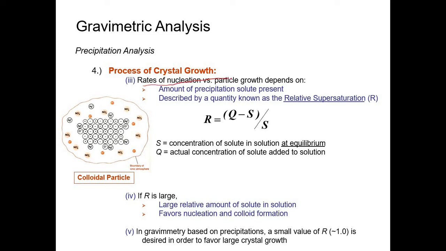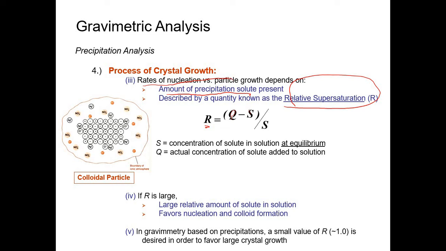So the rates of nucleation and particle growth depend on the amount of precipitation solute present. And this amount of precipitation solute present is described by a quantity known as relative supersaturation. The formula for relative supersaturation is R equals Q minus S over S, where Q is the actual concentration of solute, the solute that you added to the solution, minus S, the concentration of solute in solution at equilibrium, over the concentration of solute in solution at equilibrium.